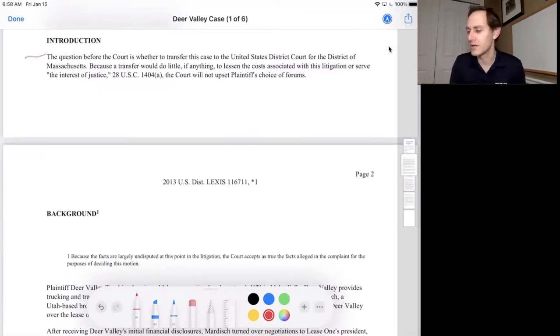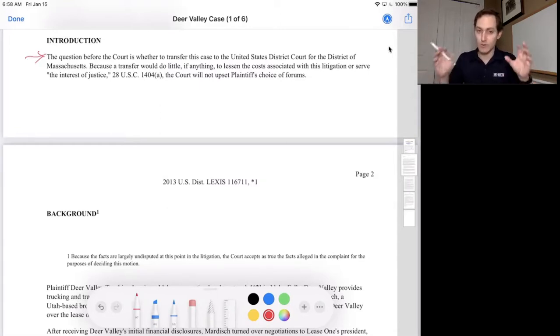So the question before the court is whether to transfer this case to the U.S. District Court for the District of Massachusetts. All right. Remember, they're in Idaho. Should we send this off to Massachusetts? Another way of saying this is, did we pick the right jurisdiction for this case?